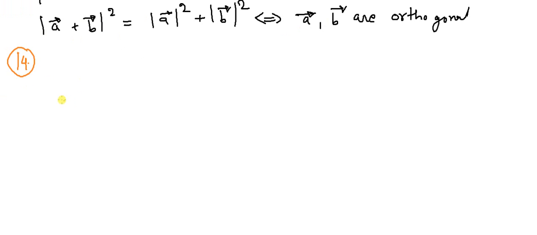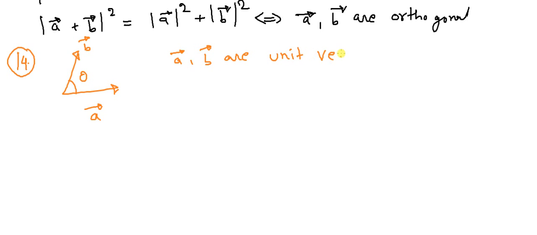Okay, next point I'm going to take as the 14th number. Let's deal with it. The 14th number says if this is your a vector and there's another which is your b vector, and there's an angle between the two as theta, and a vector and b vector are unit vectors, then what can you say about them? Then you'll say that a vector mod is equal to b vector mod, both equal to 1, because they are unit vectors.